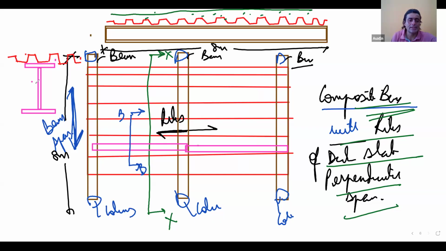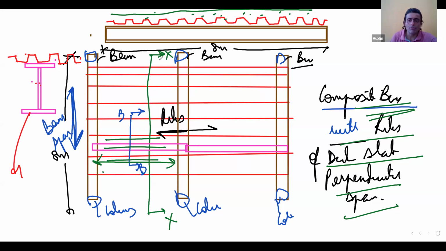So this section BB is a type of beam where the ribs are parallel to the beam span. Do you understand? Because for this beam, the beam span will be in this direction and the ribs are also in the same direction. This is the span of the beam and the ribs are also parallel to the beam span.